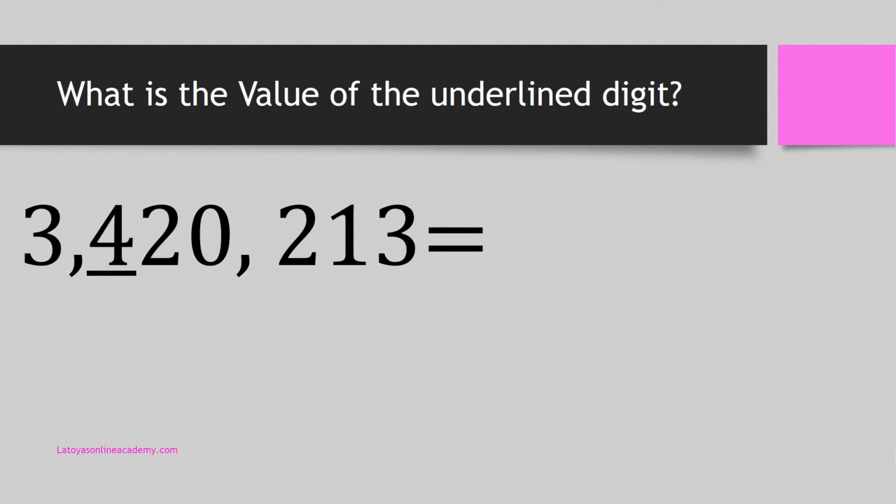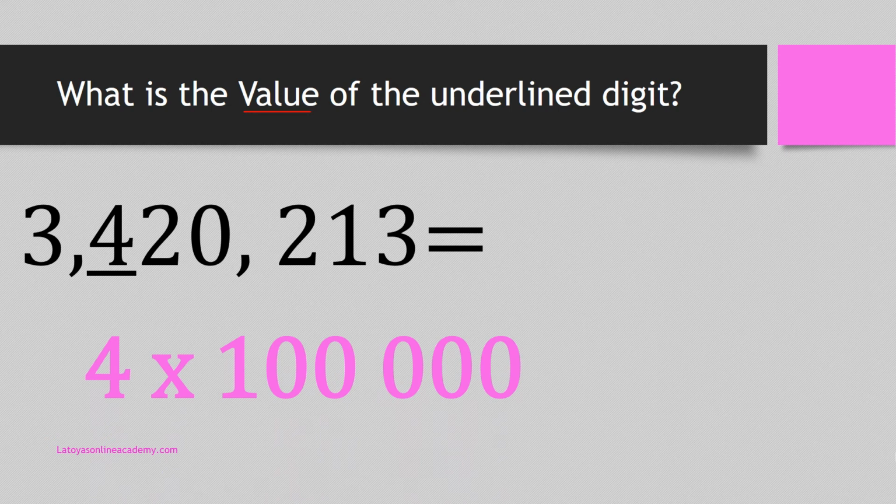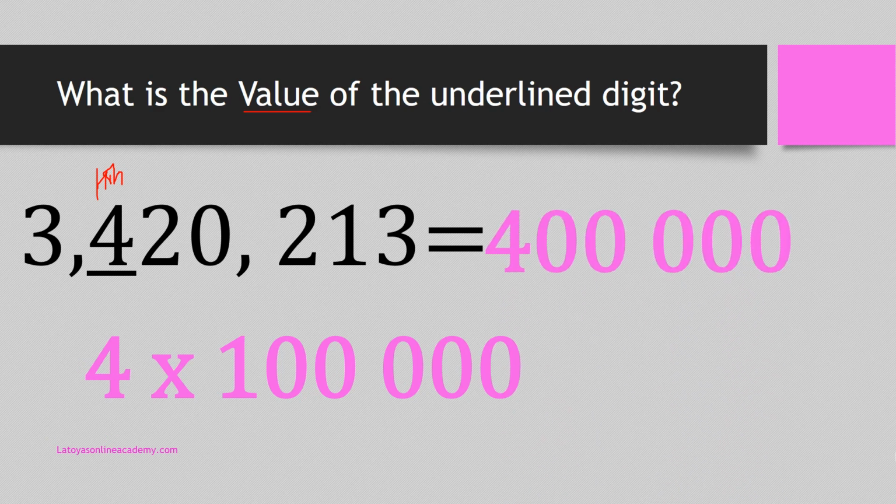What is the value of the underlying digit? This number is 3,420,213. The value of this underlying digit is 400,000 because this 4 is in the 100,000s column. So 400,000 is our value.